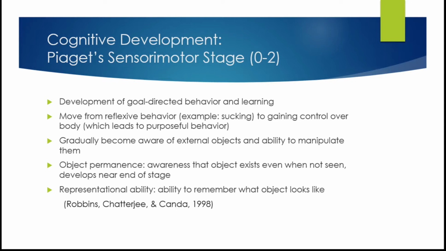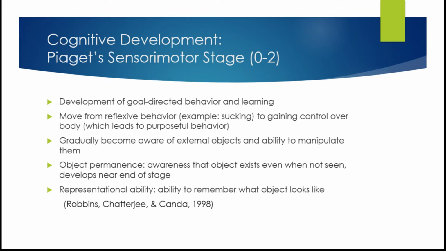We gradually become aware of external objects. And by objects, we don't just mean physical objects, but we also mean people that we have relationships with. Sometimes we talk about attachment objects. And we become aware of the ability to manipulate physical objects. So I can move this cup, I can move this ball.